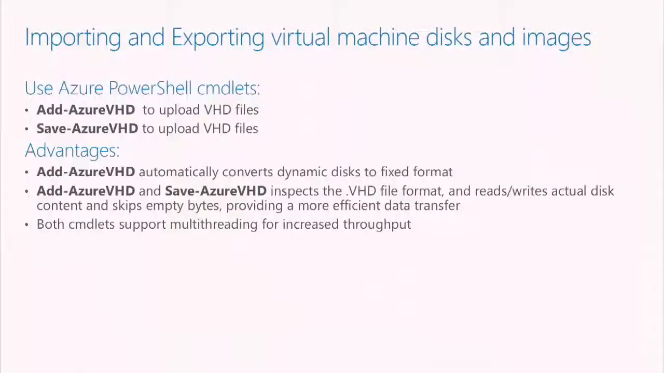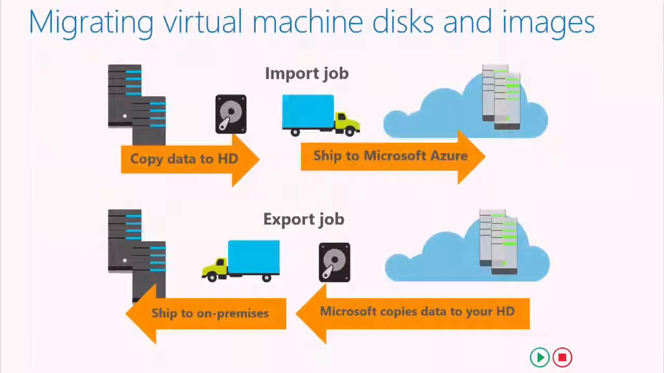Both of these commandlets will allow you to upload an existing VHD file to your Azure subscription. They're very simple, very easy to use, and they both support multi-threading, so you can actually get the maximum throughput out of your connection. There's also another option. The other option is the old-fashioned sneaker net, you can have someone carry the file. So you can copy data to a hard drive, you can ship it to Microsoft, they will physically plug it into a server and copy the file to your storage account.